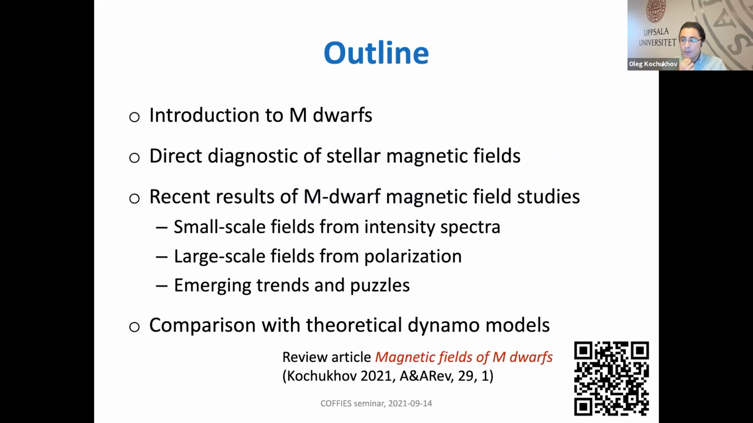This is roughly the overview of my talk today. I will very briefly introduce what these M-dwarfs are and why studying these stars is interesting. Maybe many of you might know that already, but still for those of you who are in solar physics, that could be interesting. I will very briefly describe what methods we are using to directly detect and characterize magnetic fields in stars, including M-dwarfs. And then I will talk about recent results of M-dwarf magnetic field studies. And I will split it into sections devoted to total magnetic field measurements from Zeeman broadening and intensification, and then studies of large-scale fields from polarized spectra and what are the trends and interesting results and puzzles that emerge from this. At the end, I will very briefly mention comparison between observational results and theoretical dynamo models.